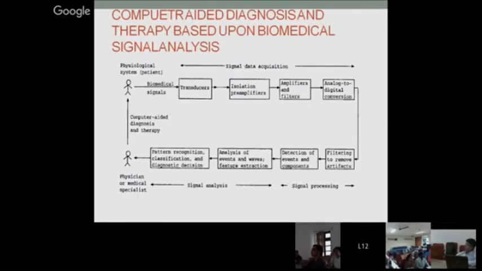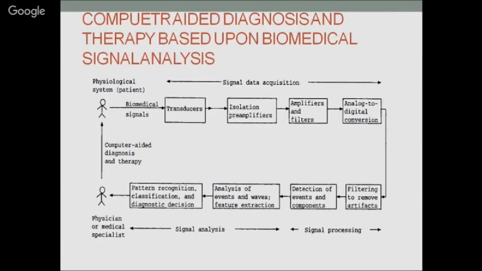Now, why are we discussing all this? Because we are going for computer-aided diagnosis and therapy based on biomedical signal analysis. So one part is acquisition. First you have to efficiently acquire the biomedical signal. And the second part is signal processing, in which you have to find out its characteristics and relate these characteristics to the thing you require.